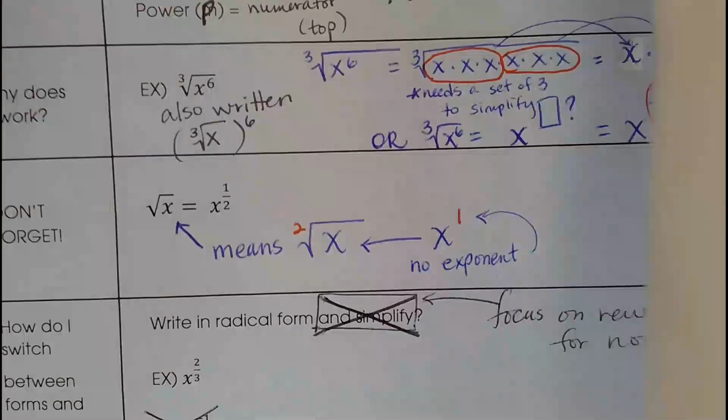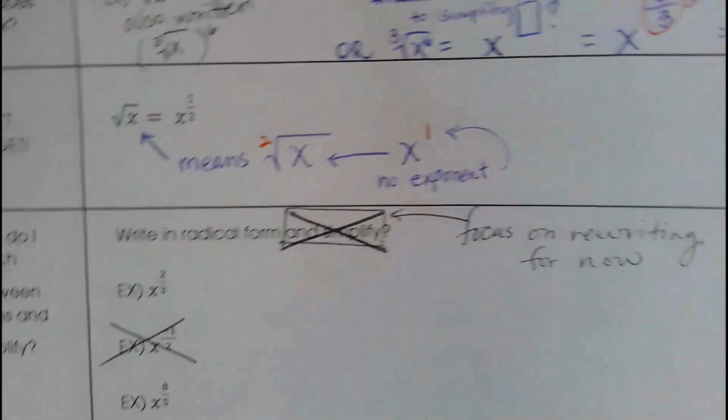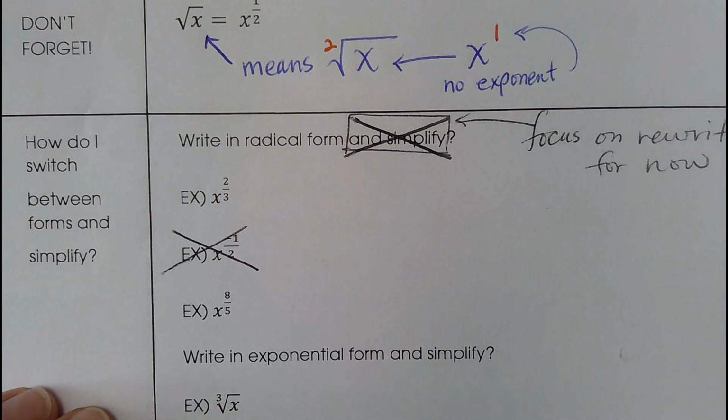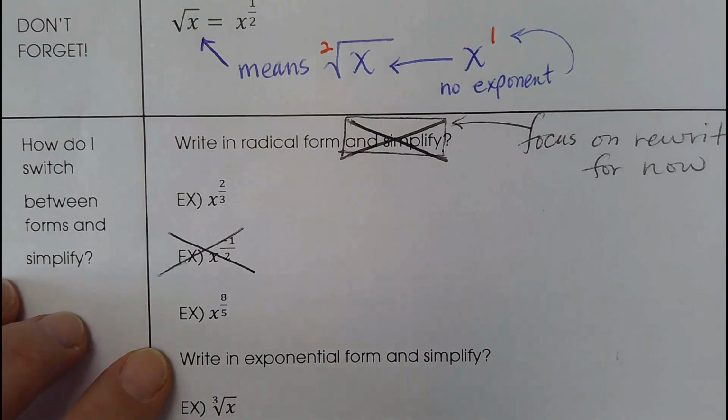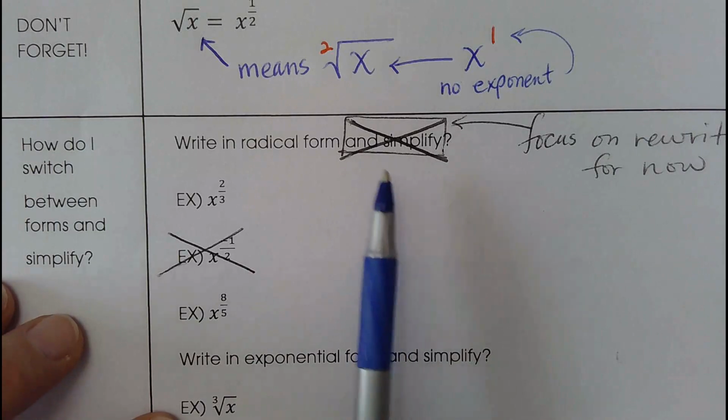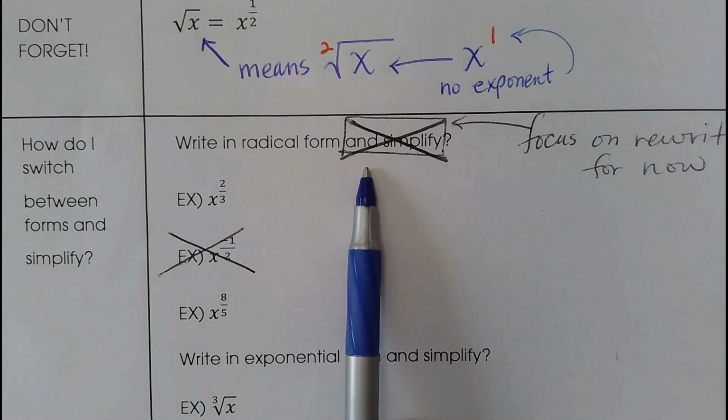Under here, I have some examples to do with you. Some of them are written with an exponent, and we will write them as an equivalent radical expression. And some of them are written with a radical, and we'll write it as an equivalent exponent expression. With both of these, it says simplify, but I marked that out. We're not going to worry about that right now. Right now, we're just going to change forms, one as the other, and make sure that they are equivalent.